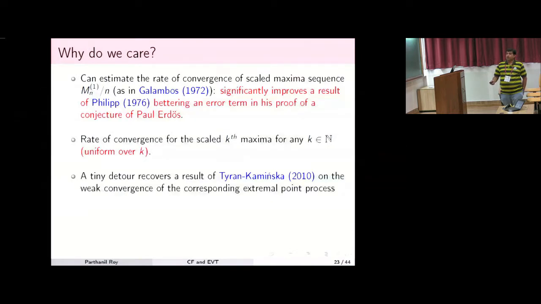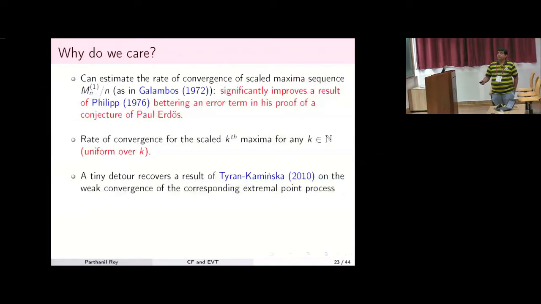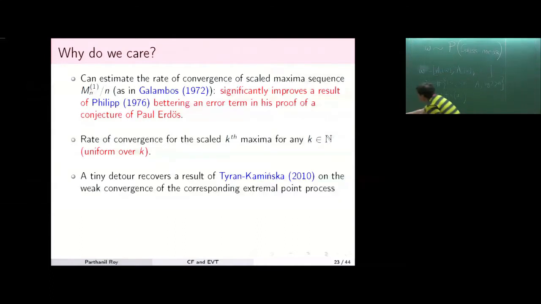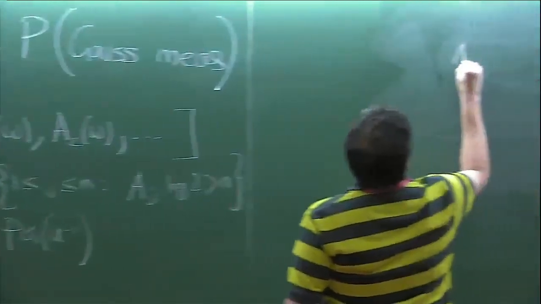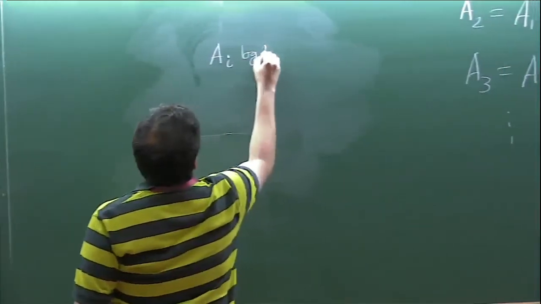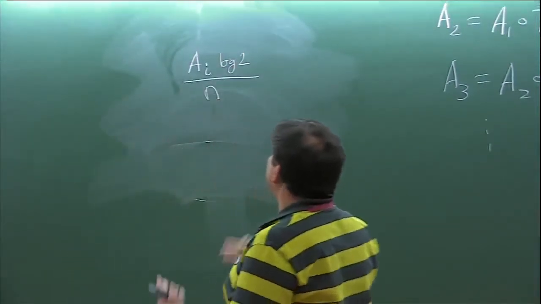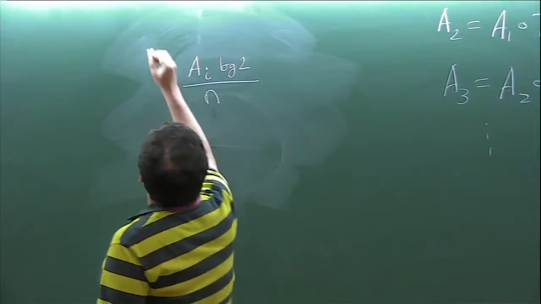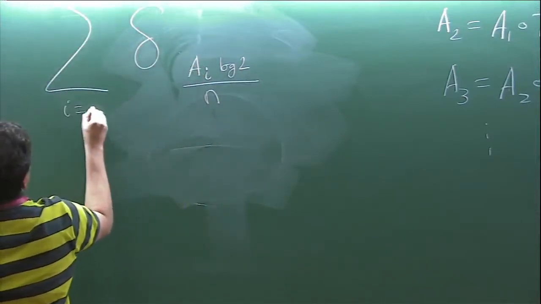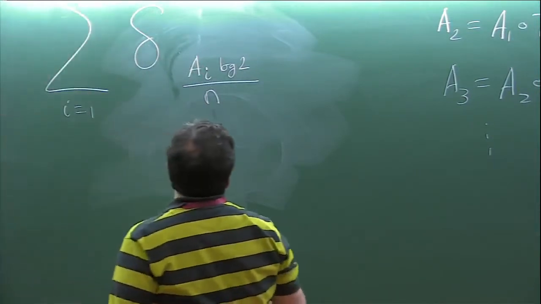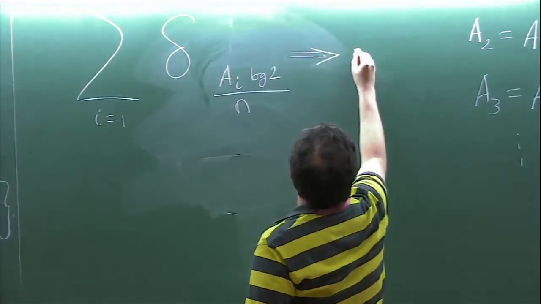A tiny detour of our proof actually recovers a result of Pène and Saussol on the weak convergence of the corresponding extremal point process. What do I mean by that? So I'll quickly write it down here. I'm not going to make a lot of fuss about it because I'm going to sort of avoid that. So basically what you do is you look at a_i log 2, you divide it by n. That's your ith digit rightly scaled. You put a Dirac delta measure on this whole thing and take the sum from 1 to n. So this is the extremal point process, and one can show that this converges weakly to a Poisson point process.